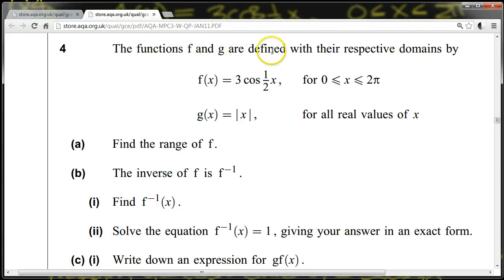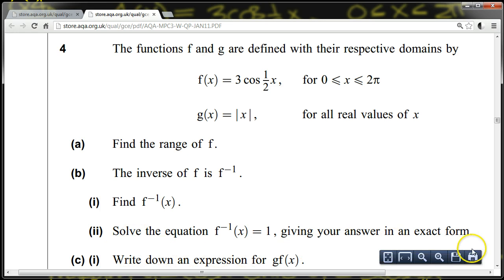The functions f and g are defined with the respective domains by f of x is equal to 3 cos half x for x between 0 and 2 pi, and g of x is equal to the modulus of x for all real values of x. Find the range of f. The inverse of f is f minus 1. Find f minus 1 of x. Solve the equation f minus 1 of x is equal to 1, giving your answer in exact form.